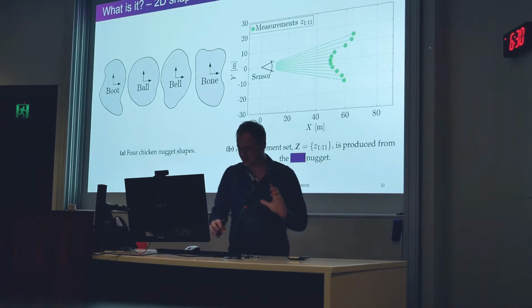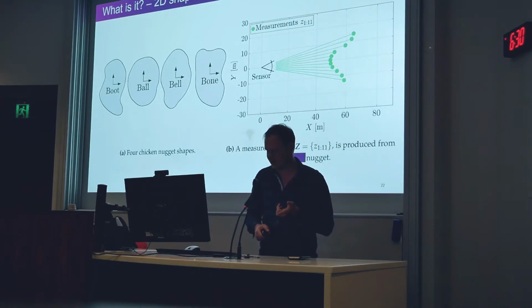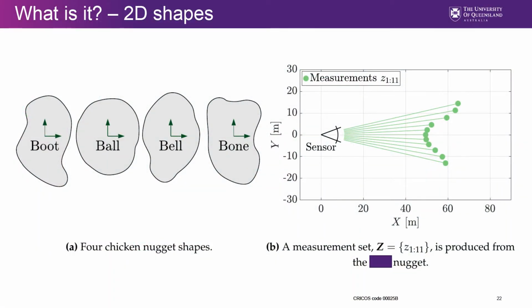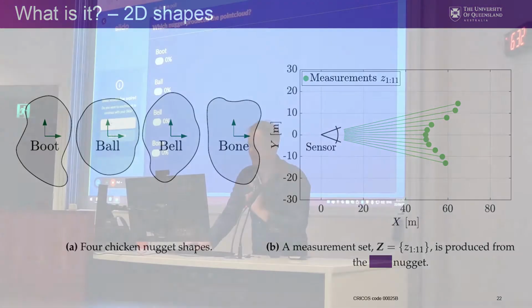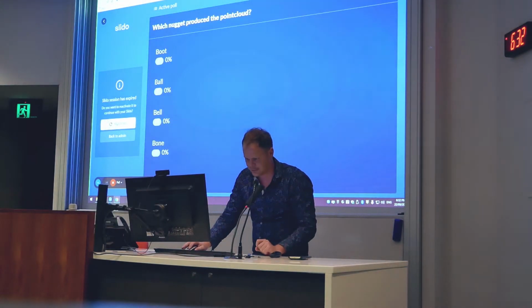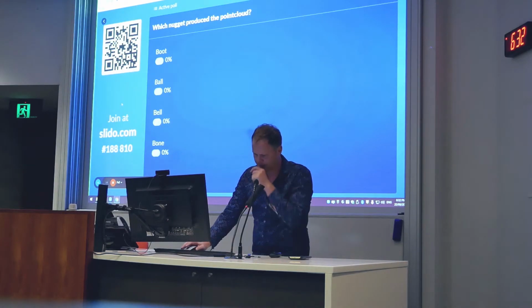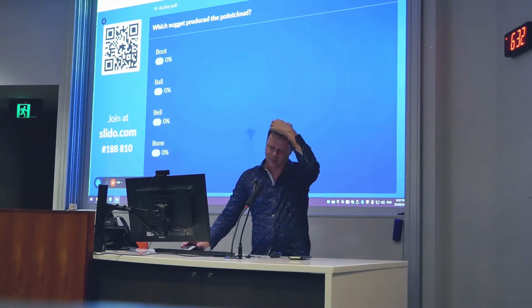Okay. I'm going to conduct a little experiment with you. I want you to tell me which chicken nugget shape out of the boot, the ball, the bell, the bone, I'll put it up in a sec, is responsible for making this point cloud. And I've redacted the actual answer. Okay, this is the question. The Slido poll reactivated. It must have been, there it is.